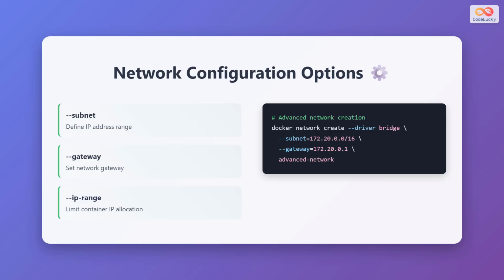For example, to create an advanced network with these options, use the command docker network create --driver bridge --subnet=172.20.0.0/16 --gateway=172.20.0.1 advanced-network.